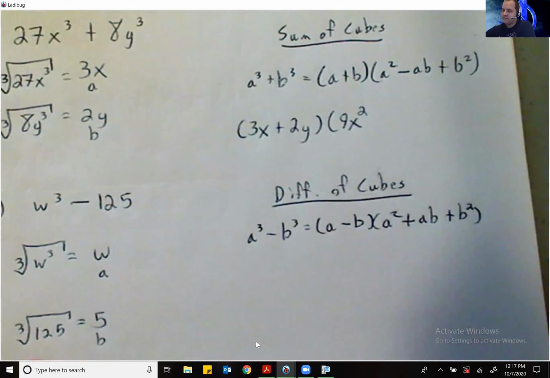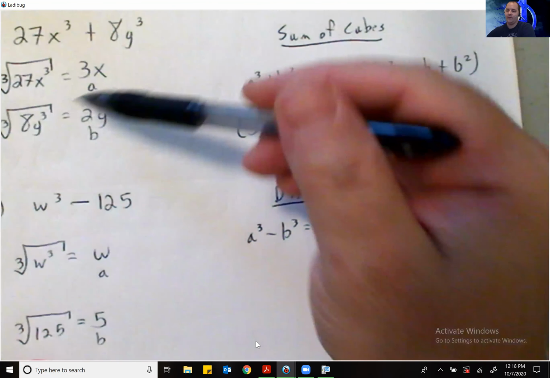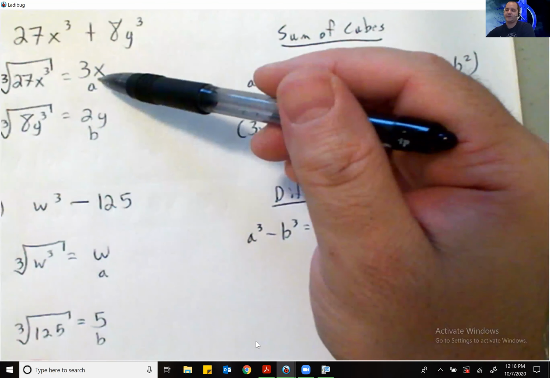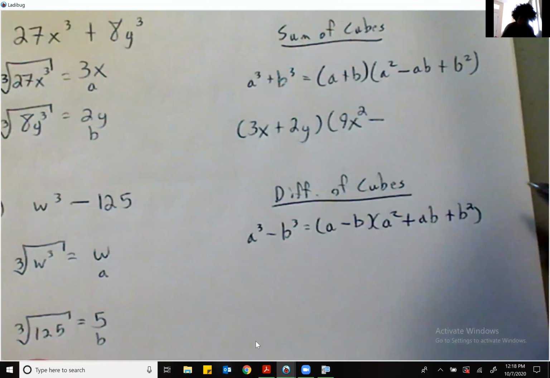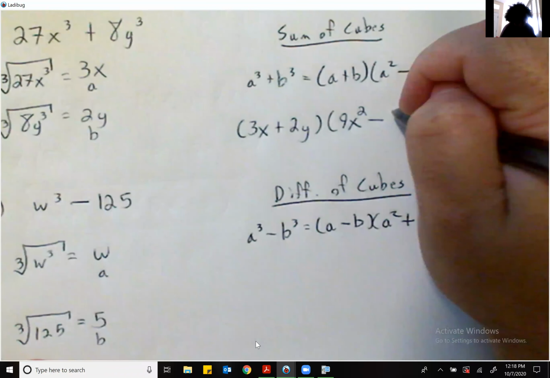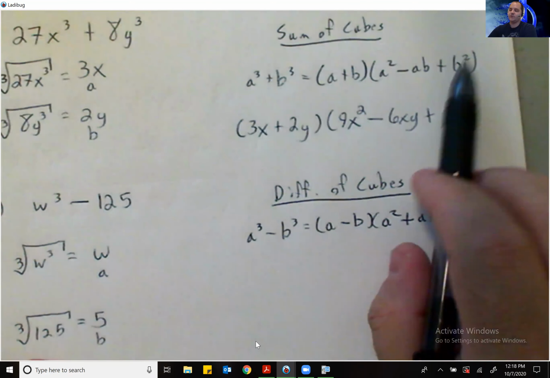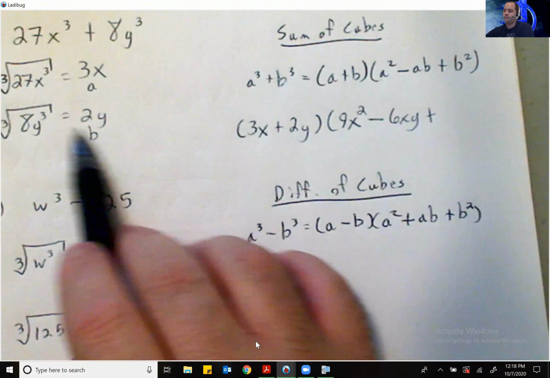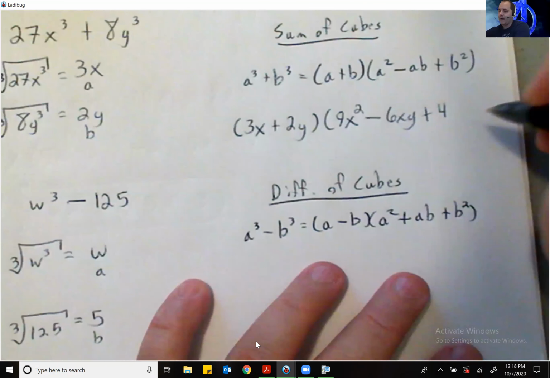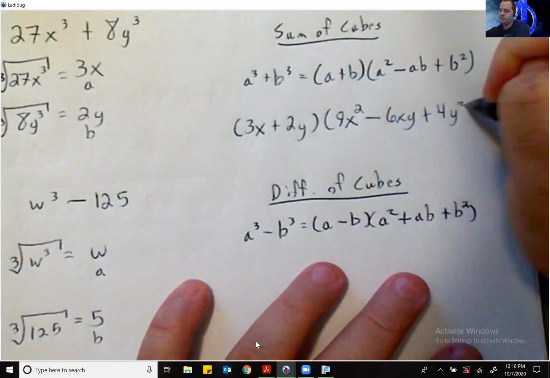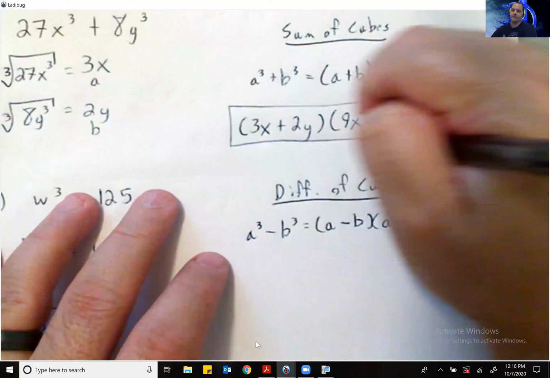Then we got a minus. This says multiply A and B. So multiply these together. What do we get when we take 3x times 2y? 6xy. Good. Plus, and this says square the B. So square 2y. 4y squared. You got it. And there it is. That is how 19 factors out.